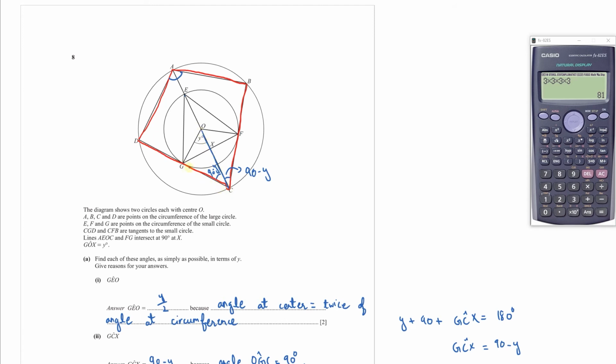So this angle GCF is bisected into two equal halves by this line OC, which is from the center of this inner circle. So this is 90 minus y, this is 90 minus y, and then DAB is the angle that you need to find.